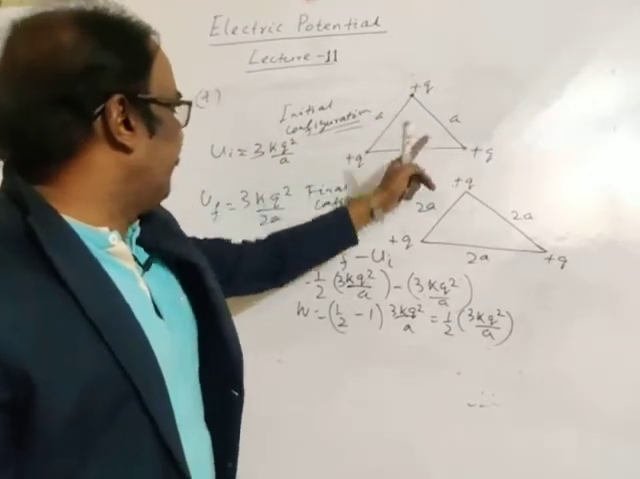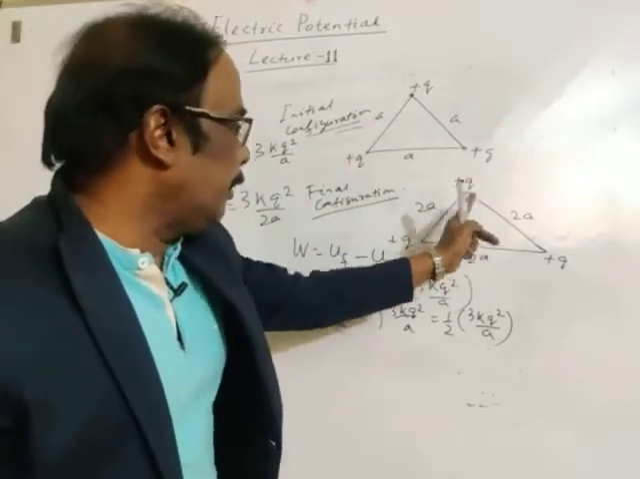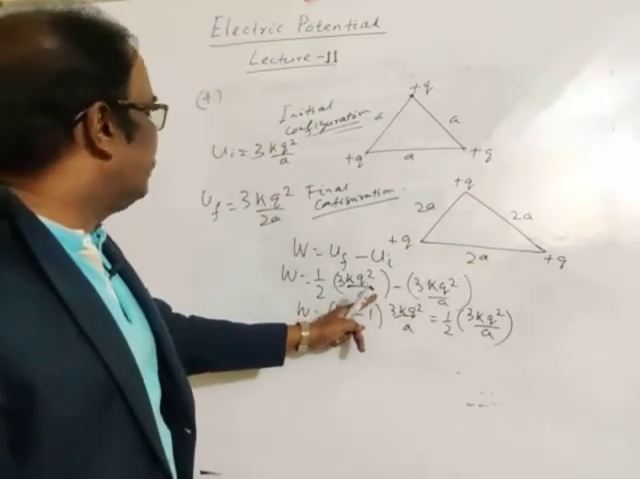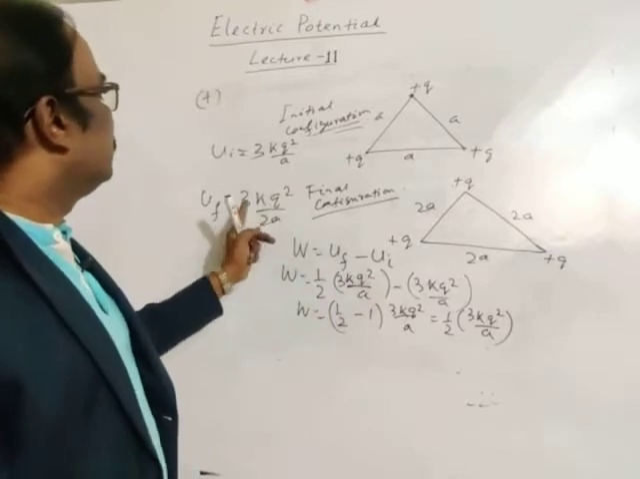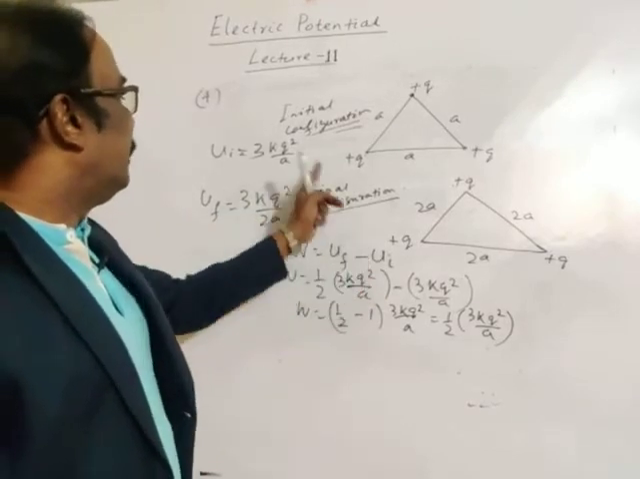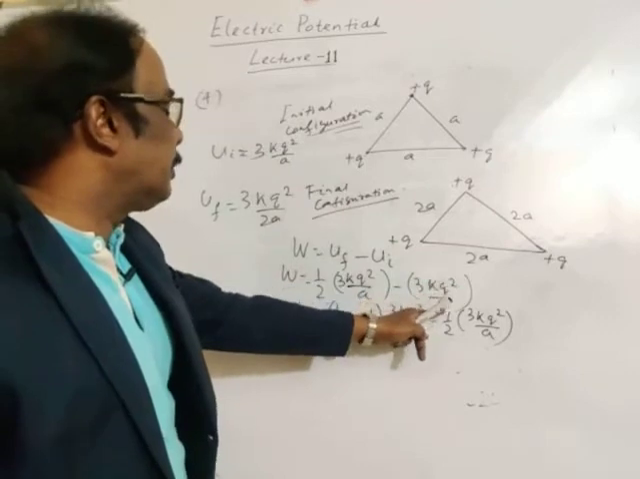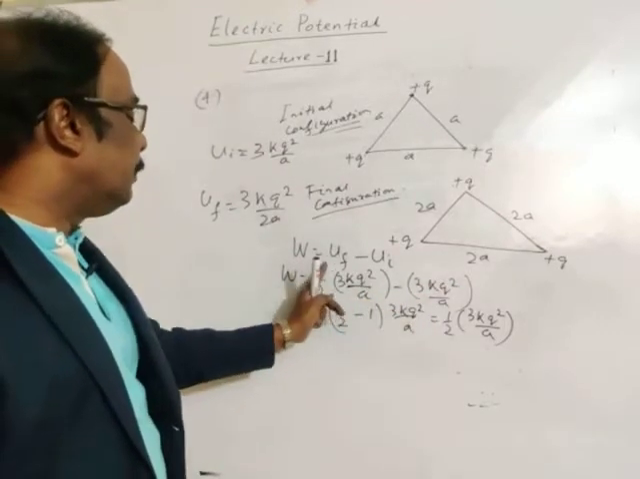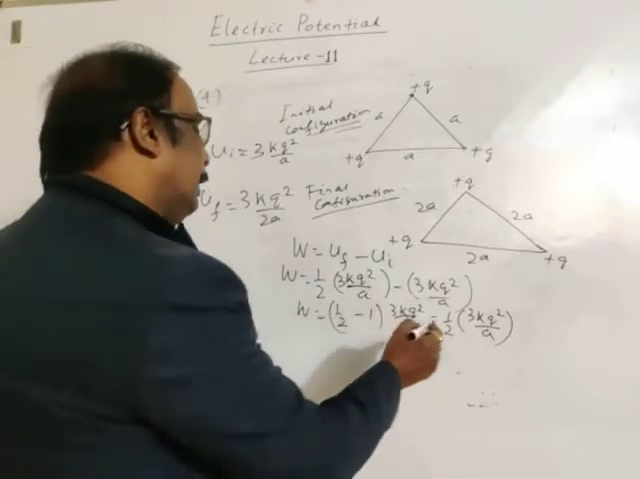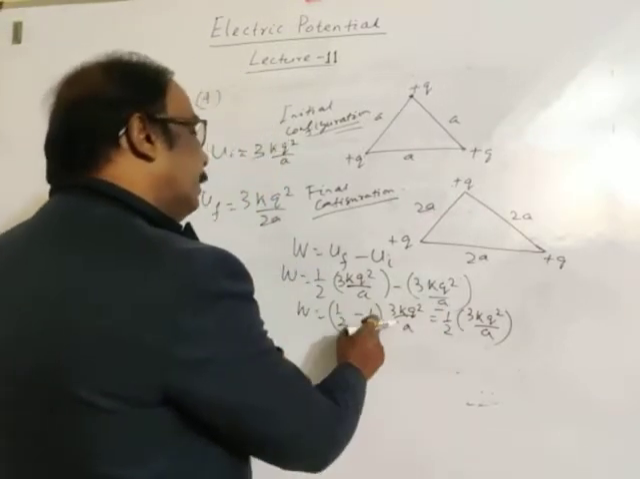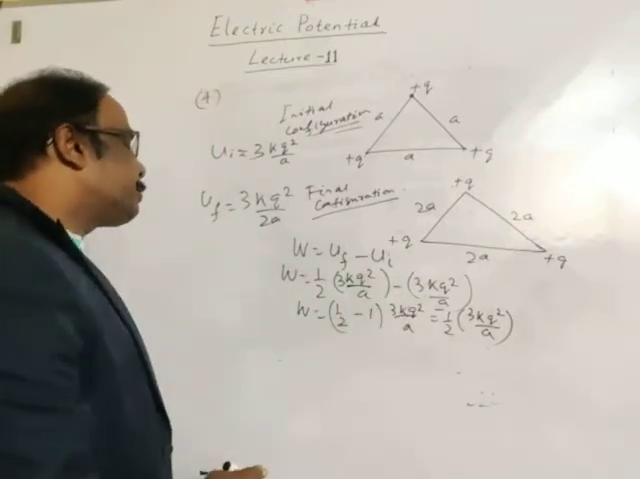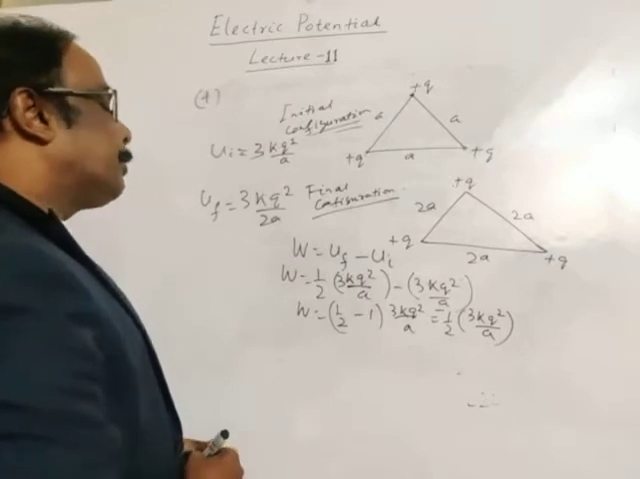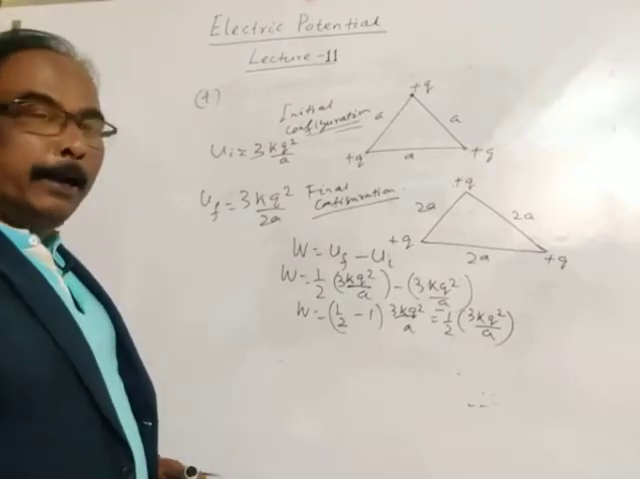Then 3 kq square by 2A. Then final potential energy, 1 by 2 into 3 kq square by A, minus initial potential energy, 3 kq square by A. 3 kq square by A is brought common. Then 1 by 2 minus 1, this is minus. Minus 1 by 2 into 3 kq square by A.